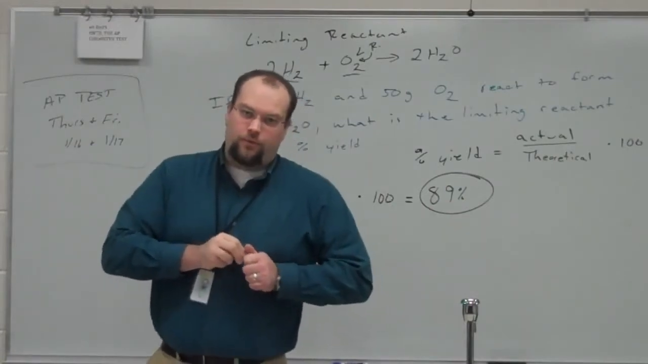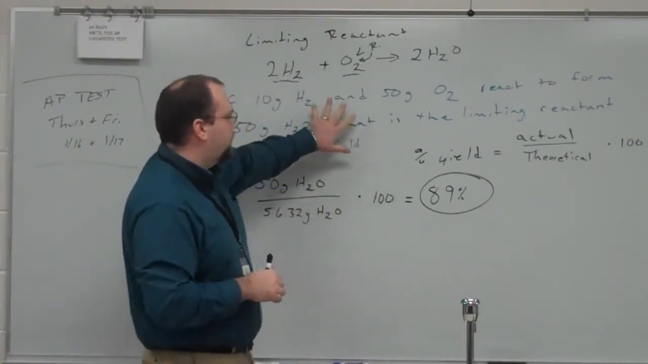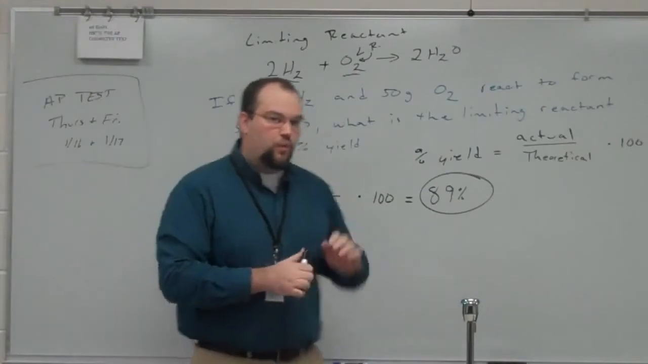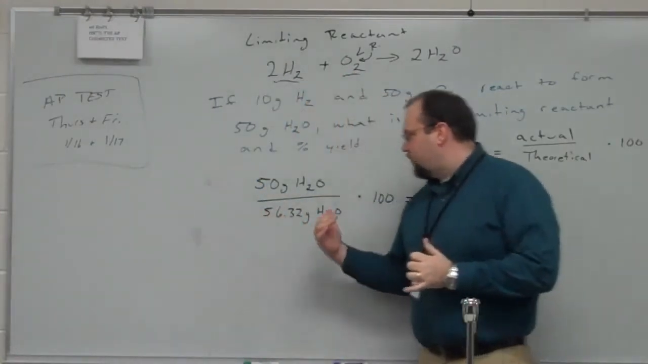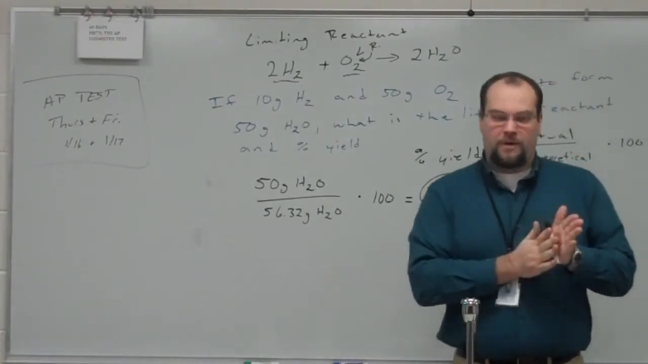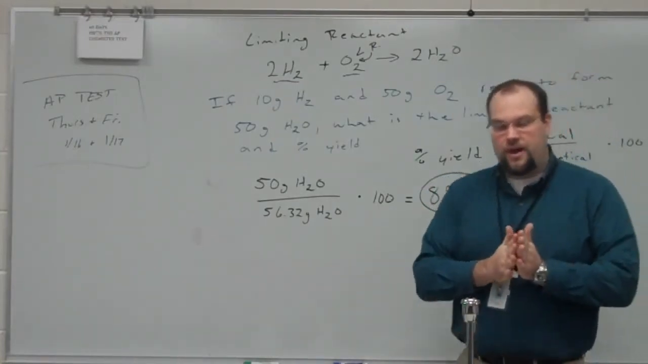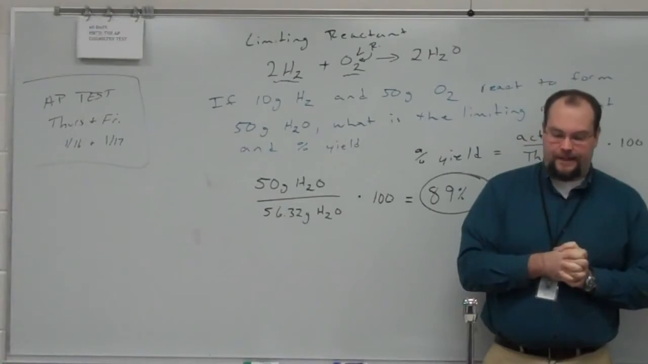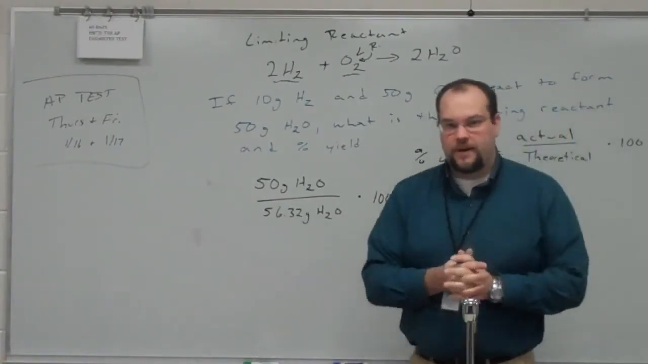All right, hopefully this helped out. You figured out how to do limiting reactants. You were able to figure out which one of the reactants would run out first, as well as figuring out exactly how much formed, or my percent yield, how much of the theoretical formed and the percentage formed of that. All right, I hope this helped clear some things up. Thank you.